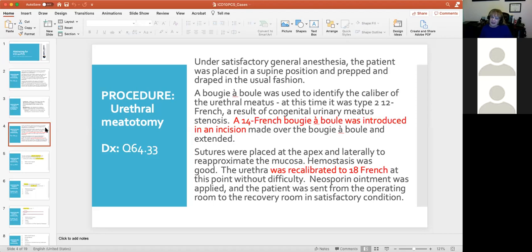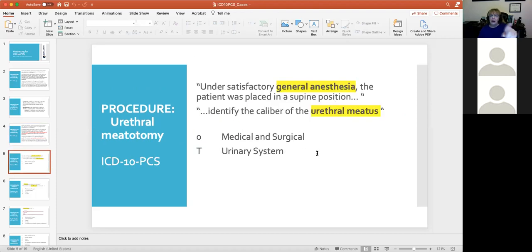Okay. All right. So we have the first two parts of our code. And that's a 0. It's a funky font, and I forgot to change it, but it's a 0. Okay, so we have 0 for med-surg. And where is the urethral meatus? Look, I'm covering it so I don't see it. Okay. Luanda, where is the urethral meatus in what body system?